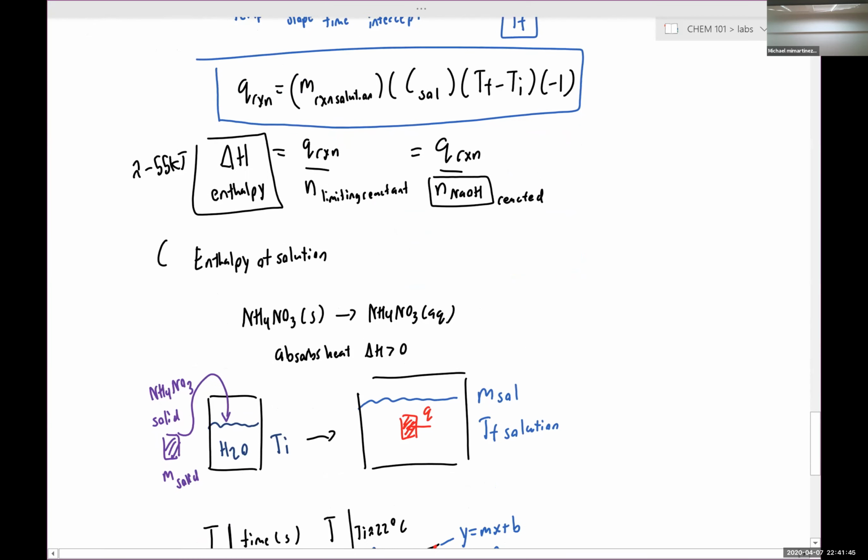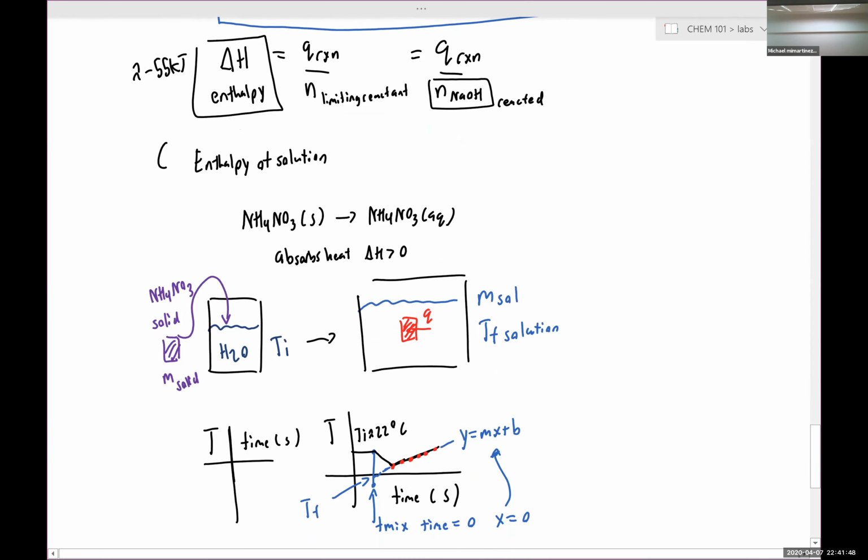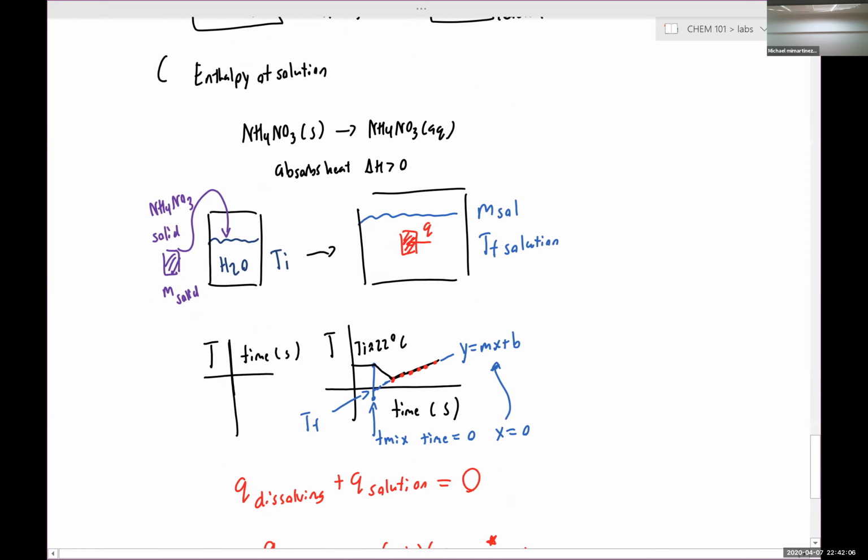Finally, for part C, we're going to be measuring the enthalpy of solution, which is the heat absorbed or released when a substance dissolves. So we're going to record the mass of our solid and the mass of water and the initial temperature of both our solid and our water. When we drop the solid into the water, we're going to then measure the temperature as a function of time, and graphically our temperature will drop, and then we're going to plot all of our data points after our temperature begins to rise, and we'll fit it to a linear fit of y equals mx plus b. This is temperature as a function of time.